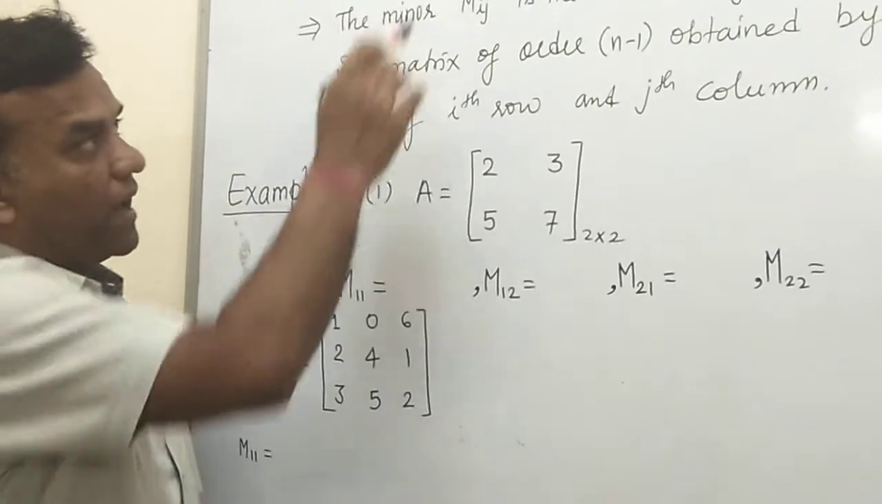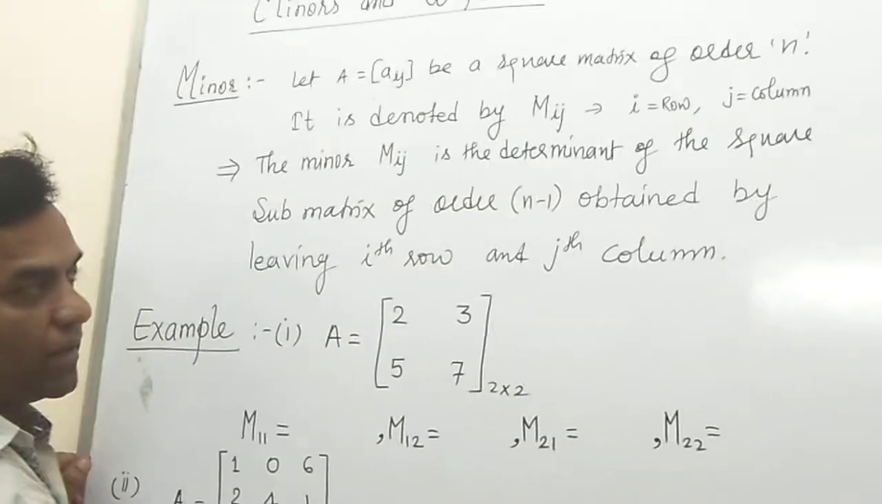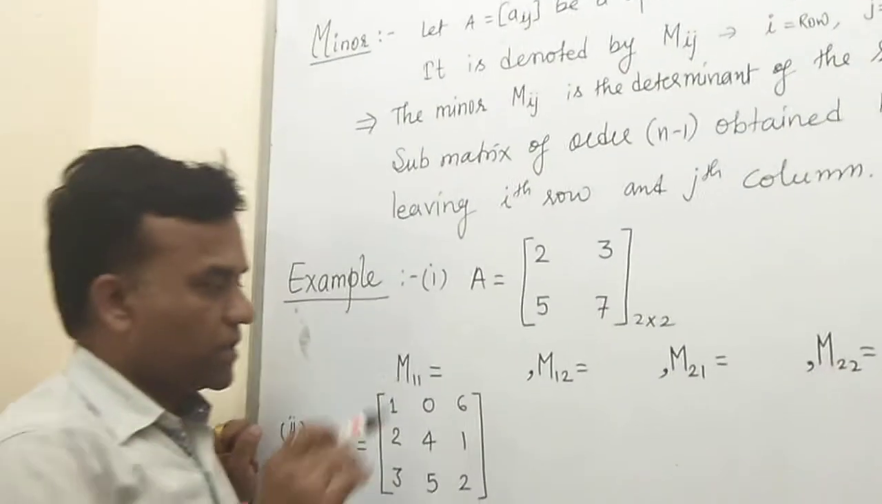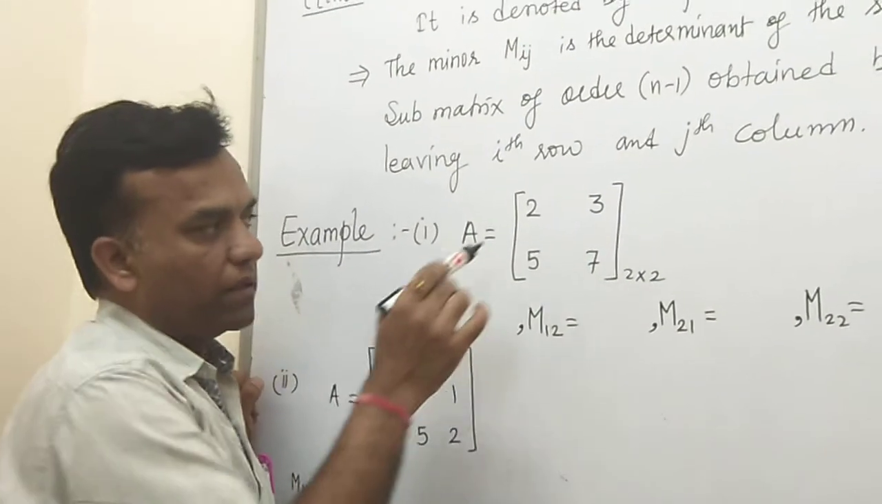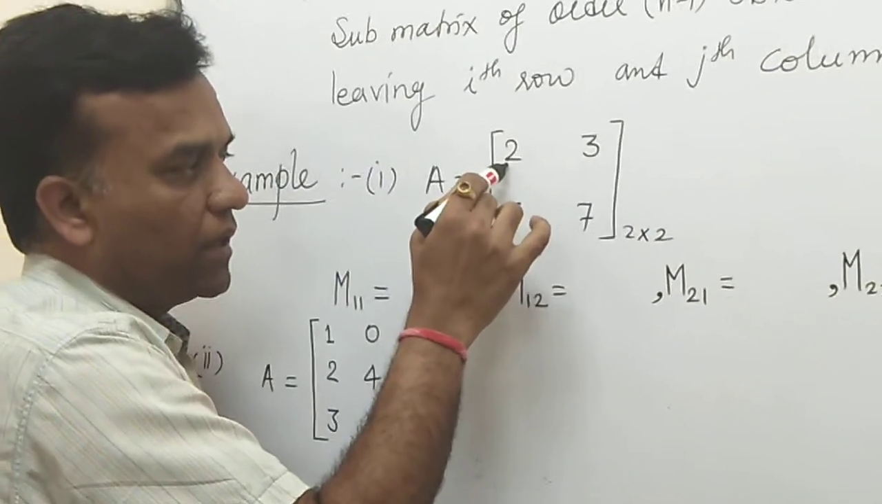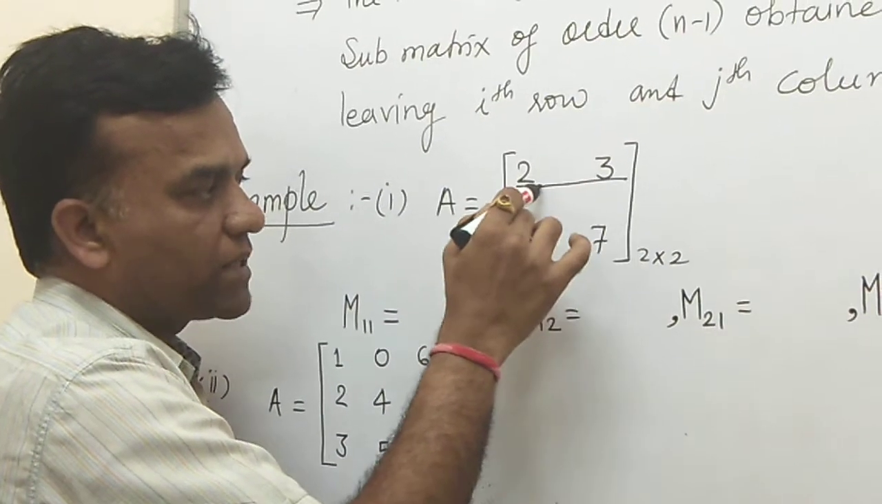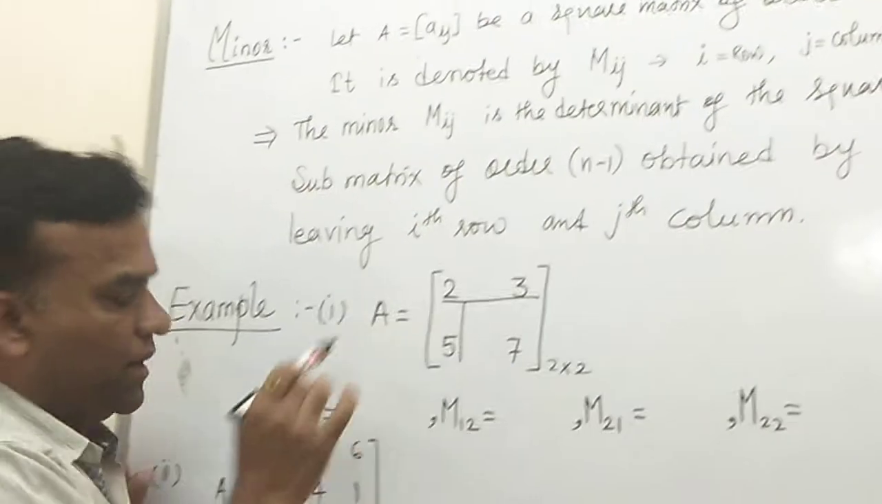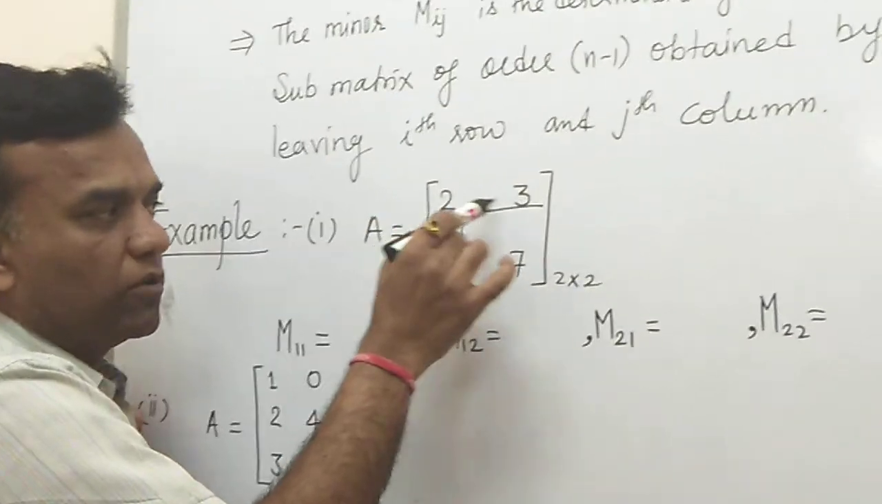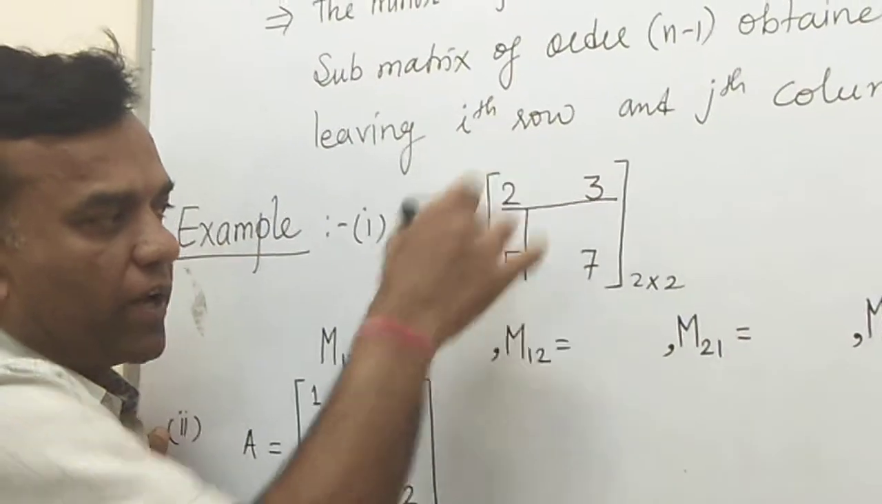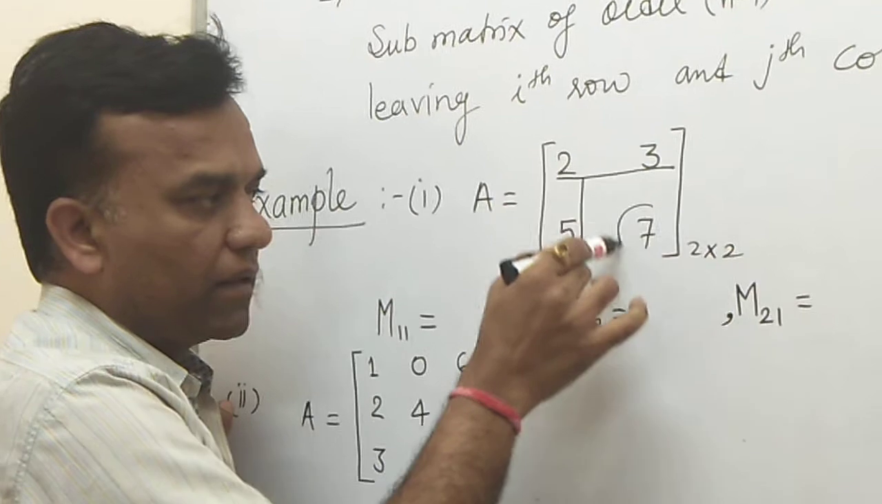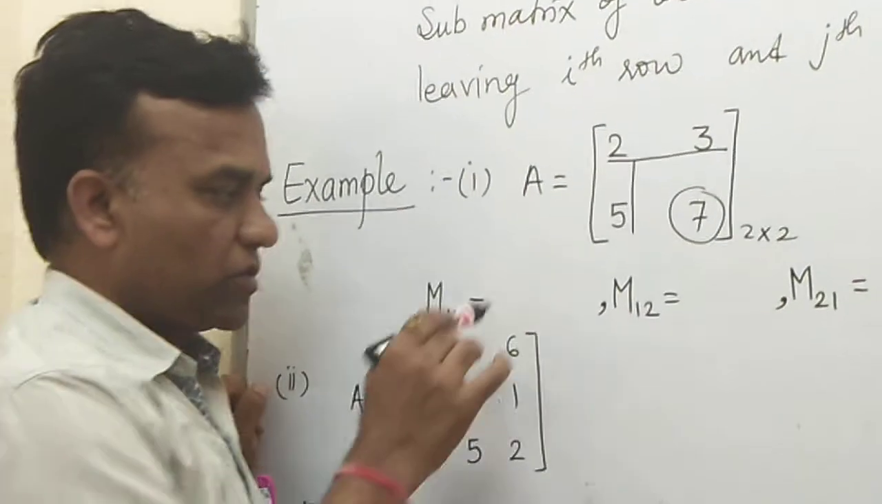So here we represent minors as Mij. First we find M11. 11 means first row and first column, which you leave out, because the definition is obtained by leaving the ith row and jth column. So you leave the first row and first column. What is remaining? Remaining is 7. So 7 is the answer.